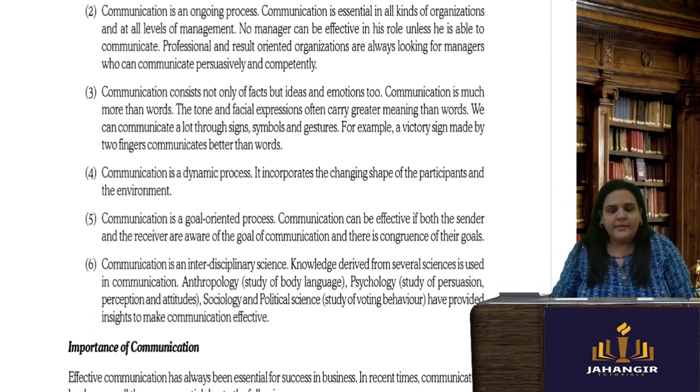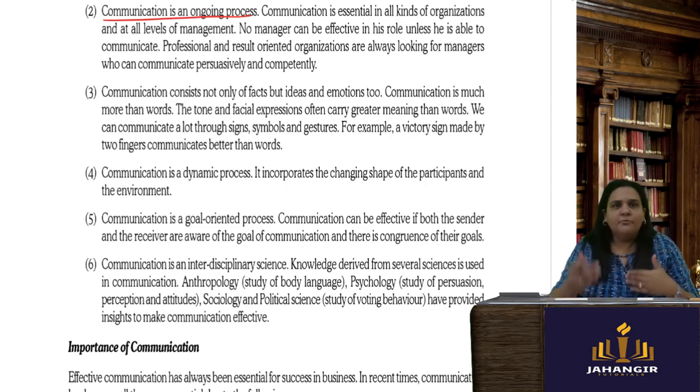Okay, also communication is an ongoing process. Ongoing process means it is there at all the levels of the organization. No role of a particular employee or a professional is complete unless it keeps on going, it is a continuous process. All right, communication consists not only of facts but also of ideas, emotions, etc. So everything is treated as communication.